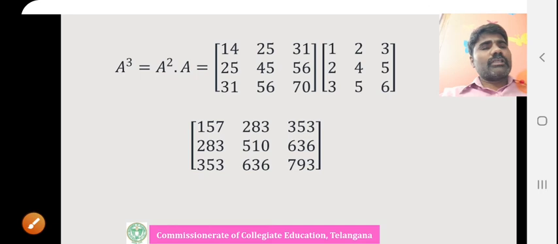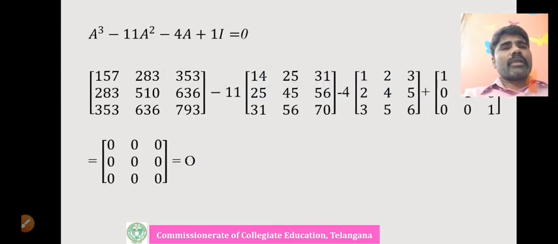Now substitute all these values of A cube and A square in the characteristic polynomial, that is A cube minus 11A square minus 4A plus I equal to 0, which implies a null matrix, all zeros, that is equal to 0. That's why we can say that a square matrix satisfies its characteristic equation. Now we can go for finding the inverse of a matrix.